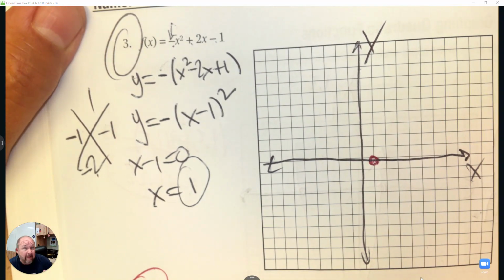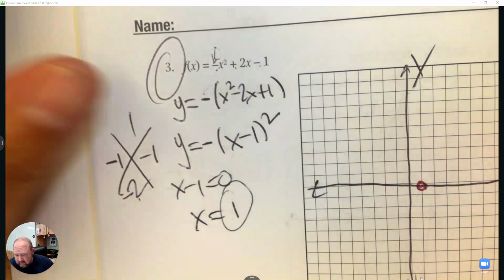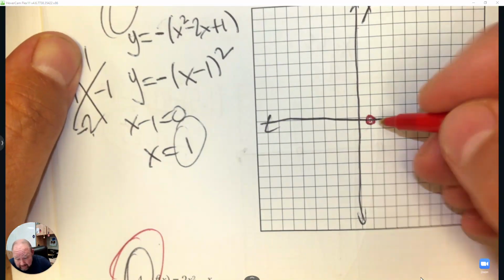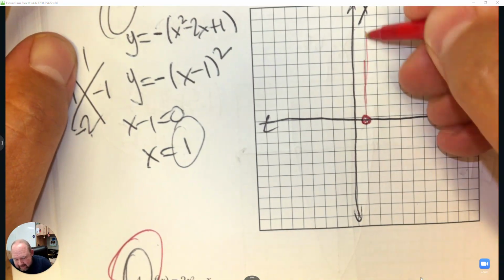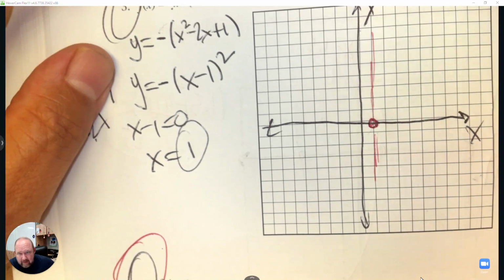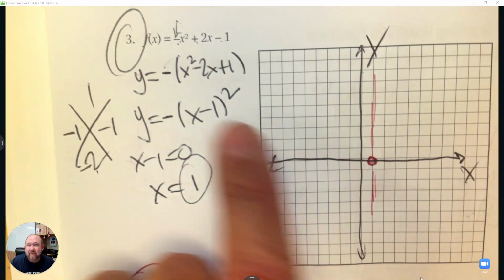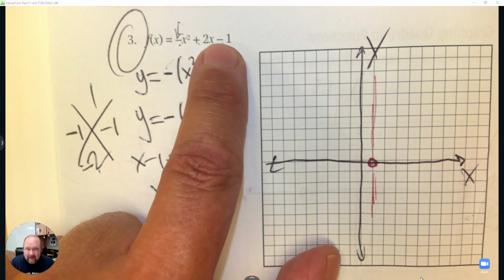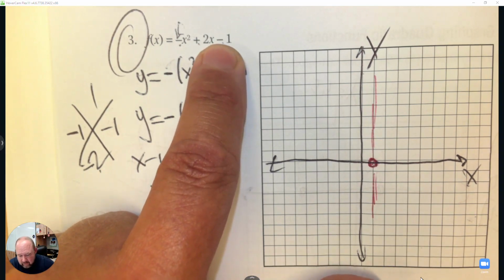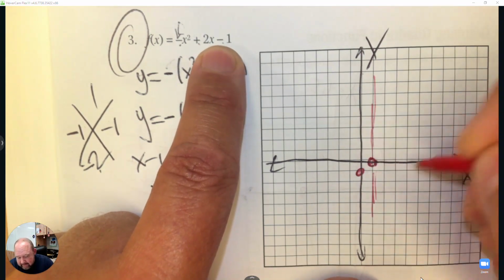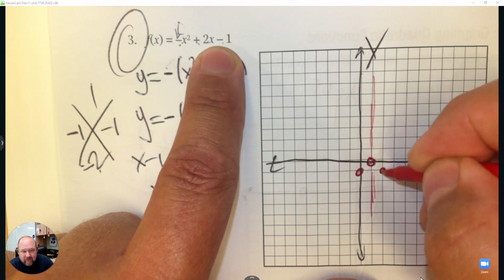Now, I only have one x-intercept again, so that is my vertex. There's not 2 to find the middle of. There's only 1. That is my vertex. So that's where my axis of symmetry is, but I need another point. The easiest thing to do, again, is to plug in 0 for x, and you're left with the y-intercept, which is negative 1, and then match it on the other side of the axis of symmetry.